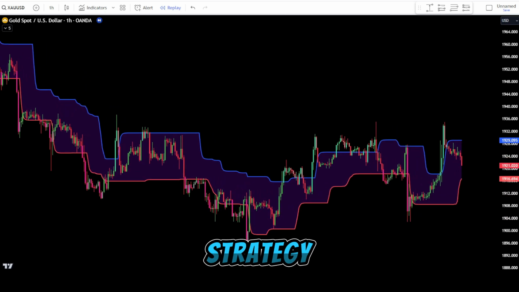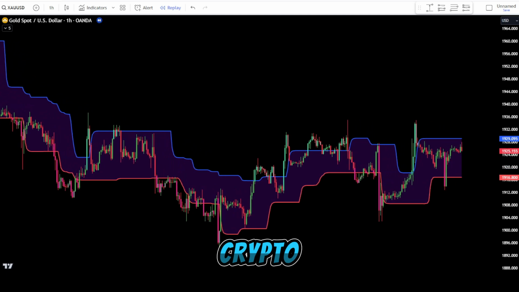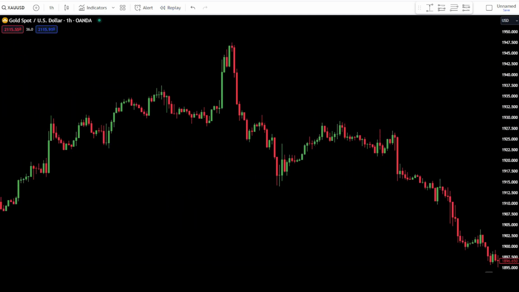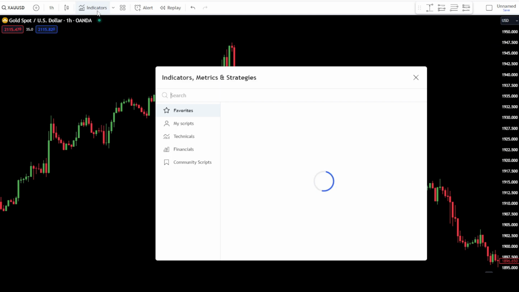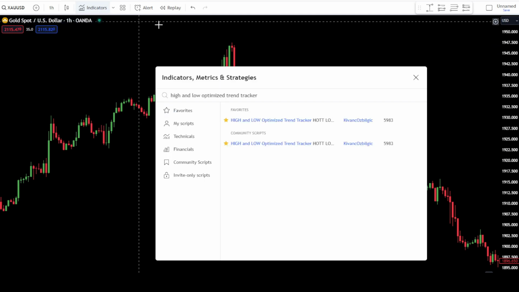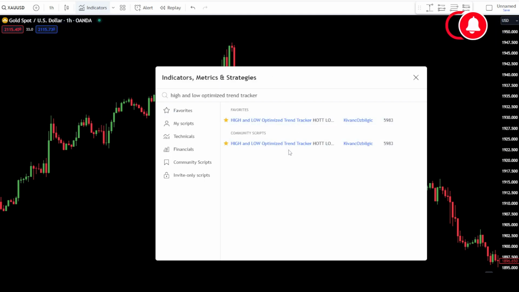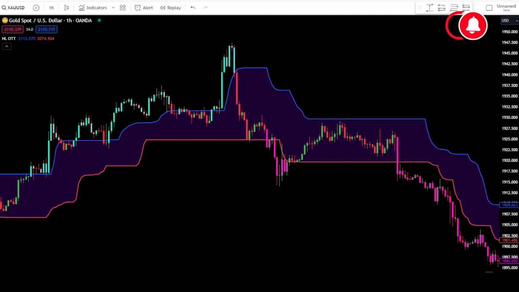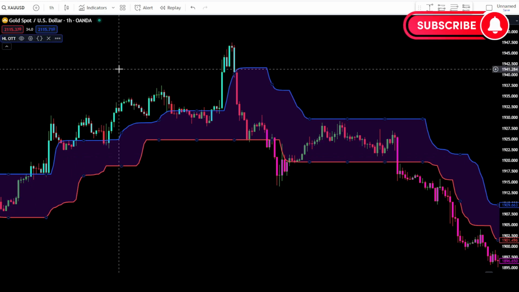This trading strategy can be applied to Forex, crypto, stocks, and futures trading. To use the break and retest trading strategy, you can go to TradingView and then navigate to the Indicator Search tab. In the Indicator Search tab, type High and Low Optimized Trend Tracker and select the one from Kivanozbilgic. Then, go to the Settings tab for the High and Low Optimized Trend Tracker indicator.